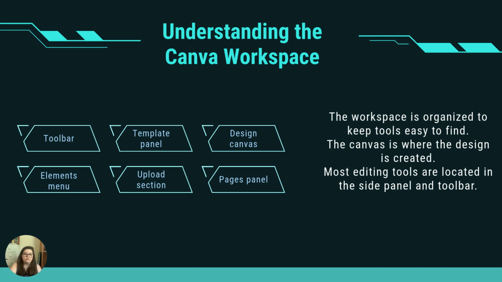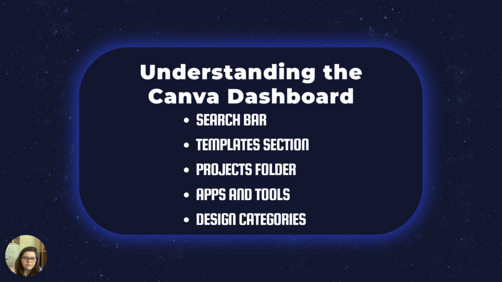Understanding the workspace: this workspace is really organized to keep tools easy to find. The canvas is where the design is created. Most editing tools are located in the side panel toolbar on the left. And this is how it goes: toolbar, template panel, design canvas, elements menu, upload section, and pages panel. And that will help you know what project you're going to do next. Understanding the dashboard, there's a search bar, a template section, a projects folder, apps and tools, and a designs category.